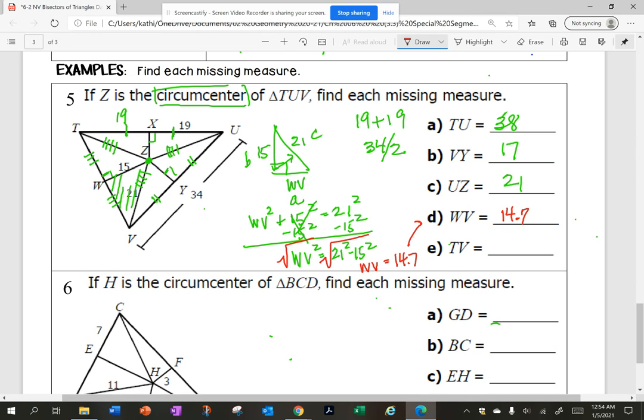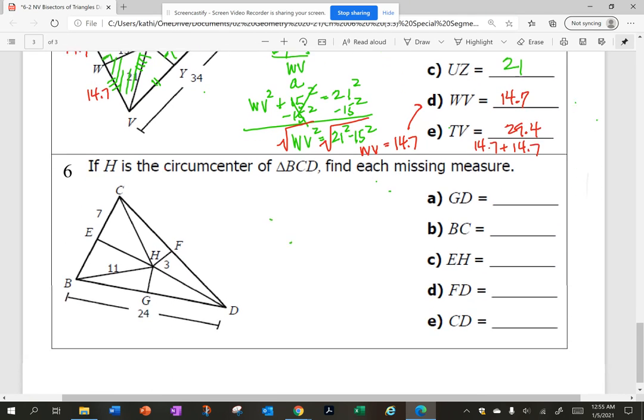And T to V. T to V is the whole thing. So we just calculated that this is 14.7, so this is 14.7. So this is going to be 14.7 plus 14.7, which is 29.4. Okay, so I have another one. I would work through this myself. So I'd pause the video and then check how you did.